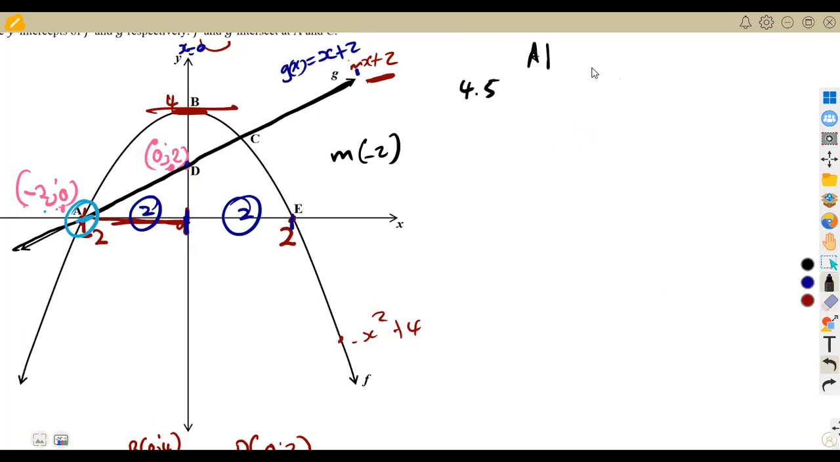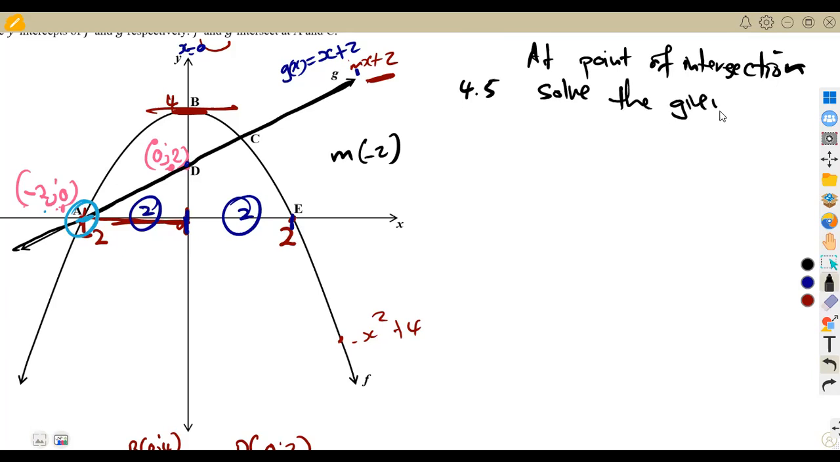So remember that at the point of intersection, we solve the given equations simultaneously. That is what you're going to do in that case. You're going to solve your given equations simultaneously. So which equations are we talking about?